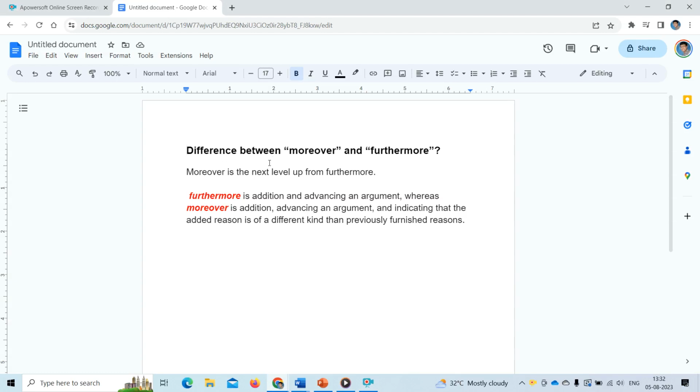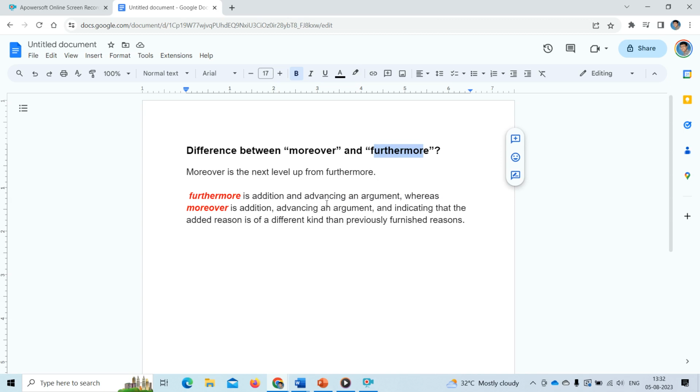Today we will see the difference between two similar terms we mostly use in our writing, in adding sentences to the pair and all. Those are moreover and furthermore. We mostly use these two as interchangeable. Are they synonyms or is there any difference between these two words' usage?